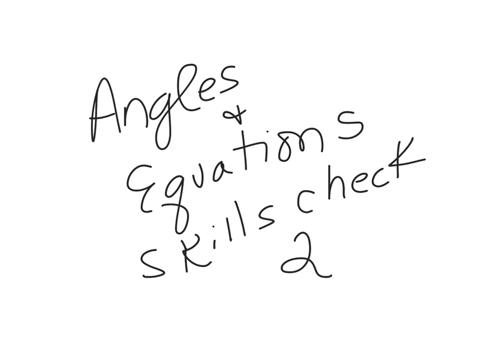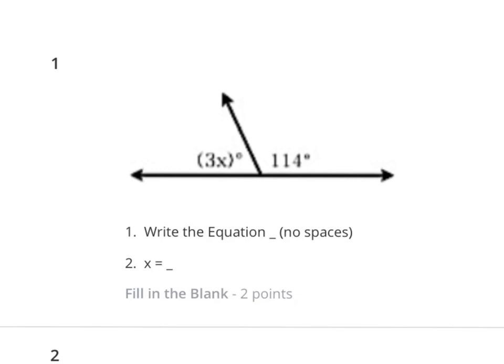Okay, here we go. Looking at this one, we have two angles, and if I put them together, they will form 180 degrees. They're supplementary. So the equation for supplementary angles is 3x plus, so this angle plus this angle, 114 is going to add up to equal 180 degrees.